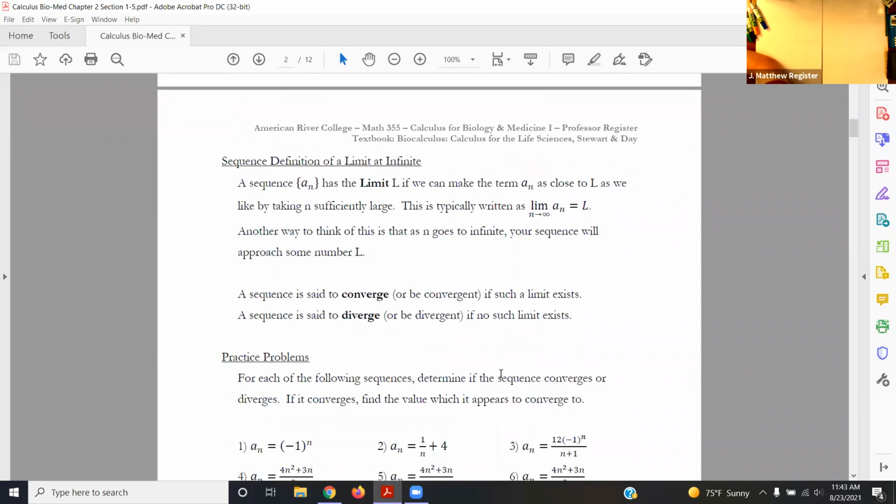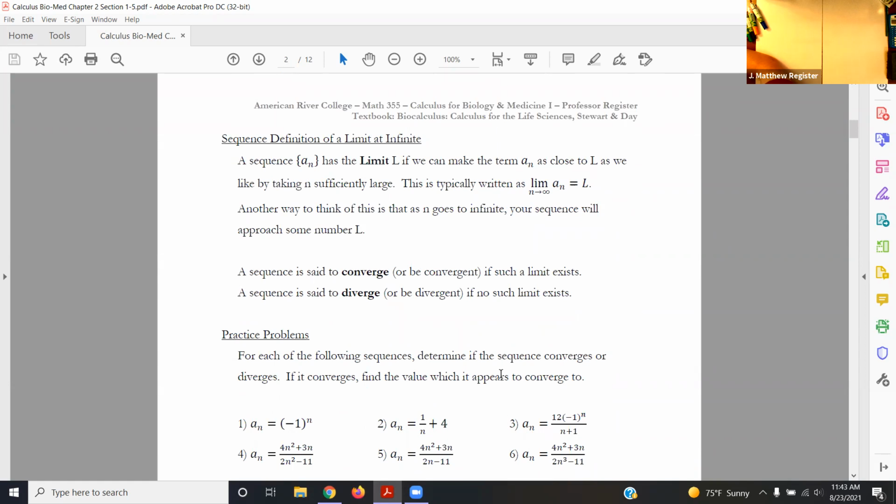And so your textbook starts with the idea of the limit of sequences. Personally, I view the limit of functions as being much more valuable, because we know functions. Sequences, for some folks, are going to be a fairly new idea. A sequence is really just a list of numbers that goes on and on and on forever and ever. And so a sequence a sub n has the limit L if we can make the term a sub n as close to L as we like, by taking n to be sufficiently large.